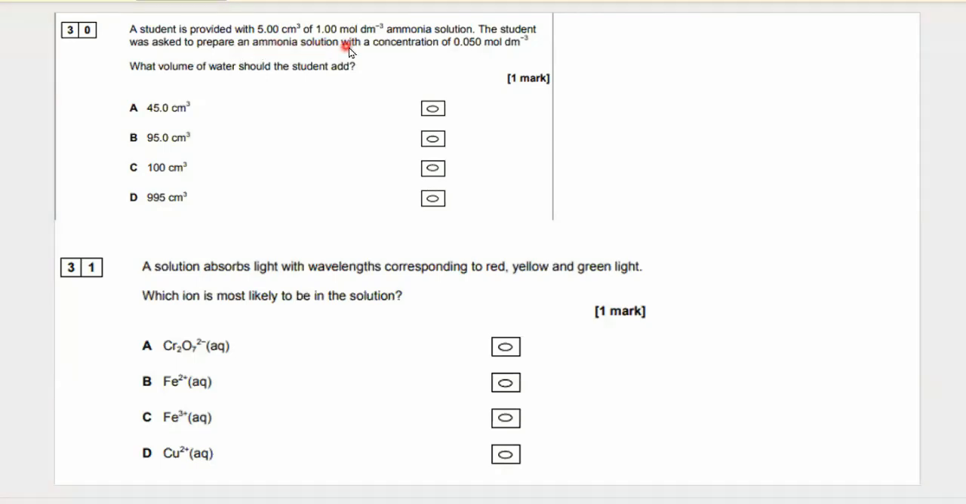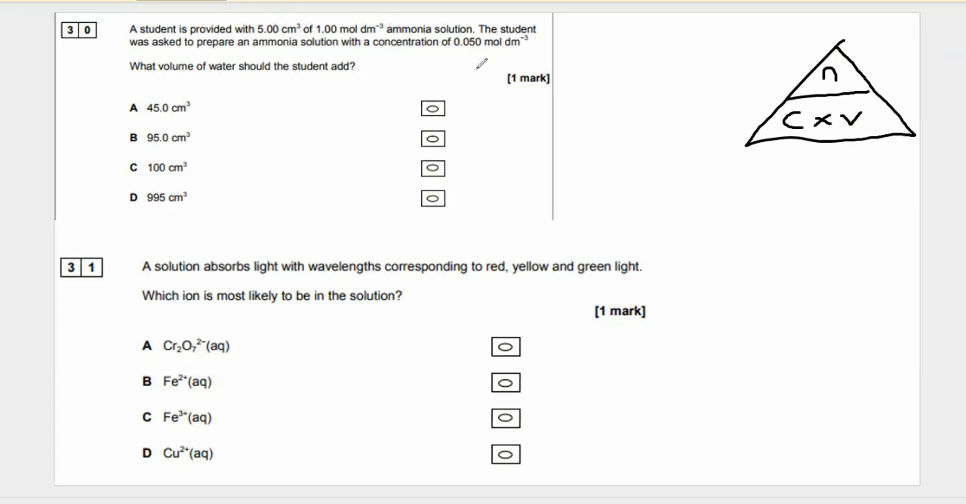A student is provided with 5 cm³ of 1 mol/dm³ ammonia solution. The student was asked to prepare an ammonia solution with a concentration of 0.05 mol/dm³. What volume of water should the student add? So we're really going to have to use our mole calculations here. They've told us there's 5 cm³ of 1 mol/dm³ ammonia solution, so we've been given volume and concentration. Let's work out the moles of ammonia to start with: n = c × V. What have we got to do with 5? We've got to divide it by 1,000 to turn it into dm³. So 5 divided by 1,000, and then multiply that by 1. That will give us our moles of ammonia.